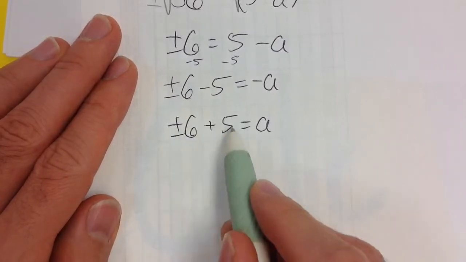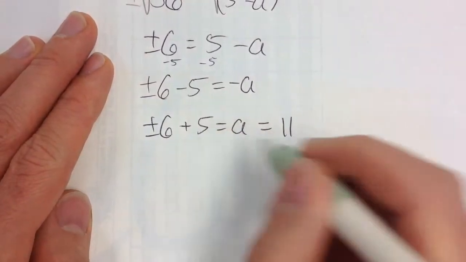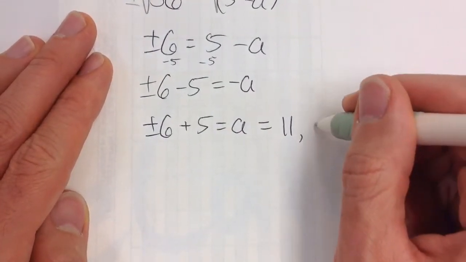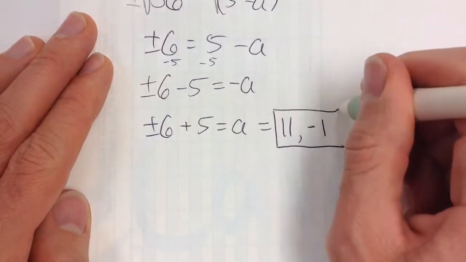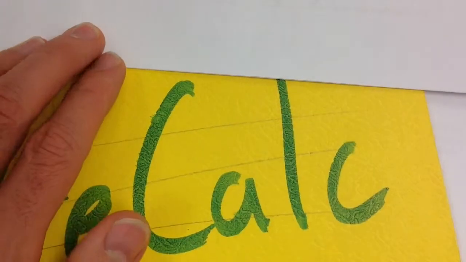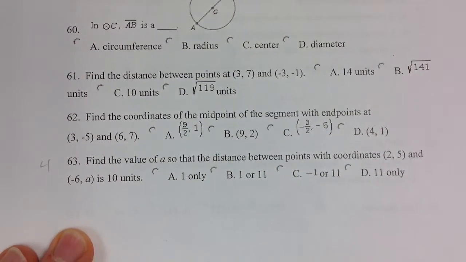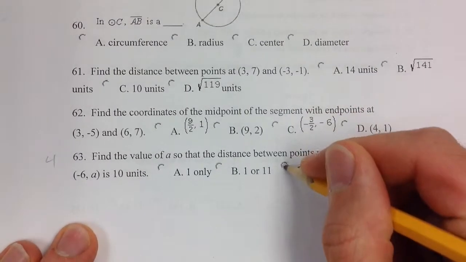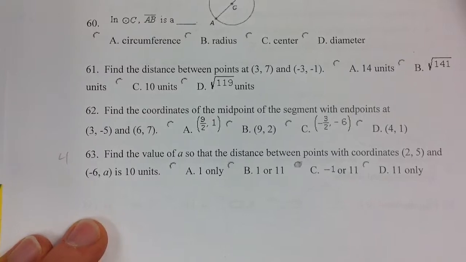Jordan, positive 6 plus 5 is? 11. And negative 6 plus 5 is? Negative 1. Very well done. I'm impressed. So it looks like choice C. Any questions on 63?